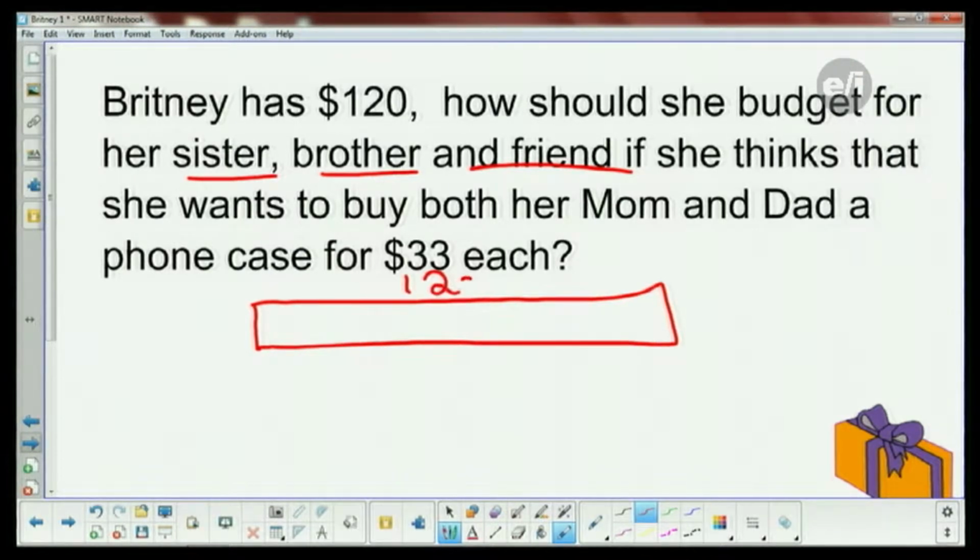Again, the whole entire thing is $120. That's the whole piece. And we're going to cut up some pieces for Brittany's mom and dad. Here's her mom, and her mom gets $33. And here's her dad, and her dad gets $33. And now we know that we have 3 people left, sister, brother, and friend, to share the remainder, right?